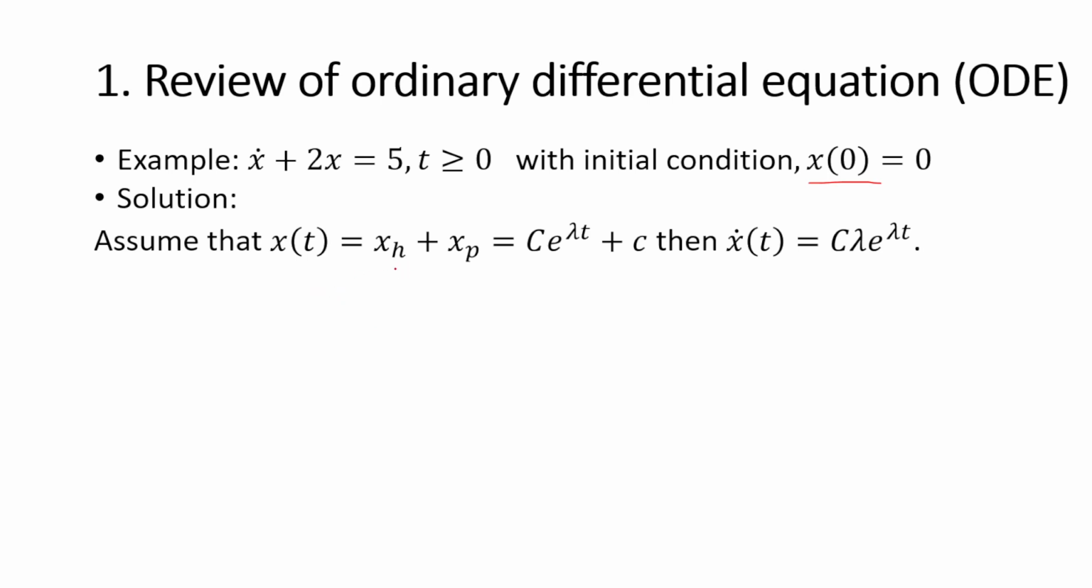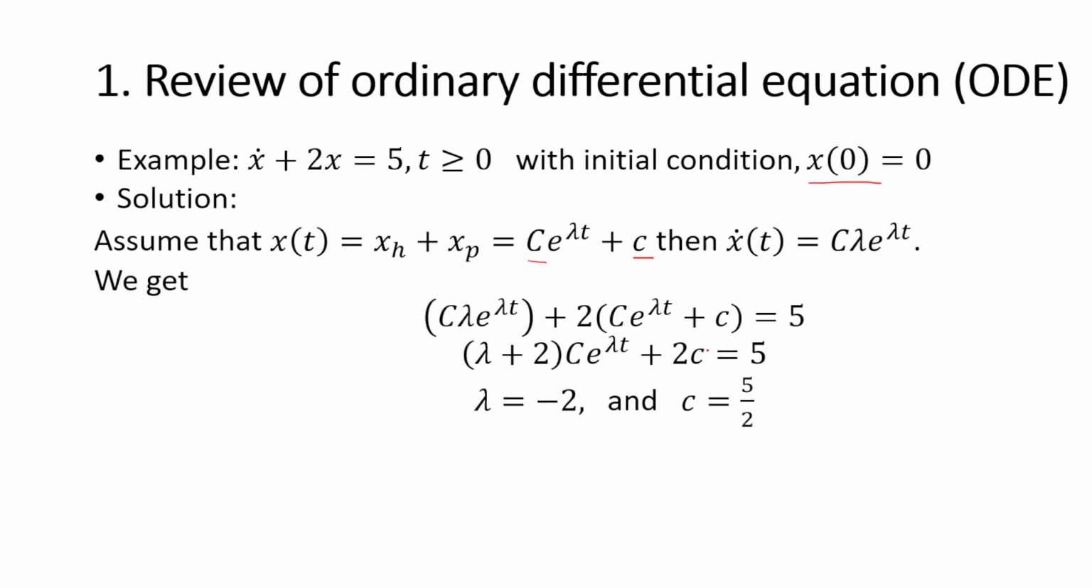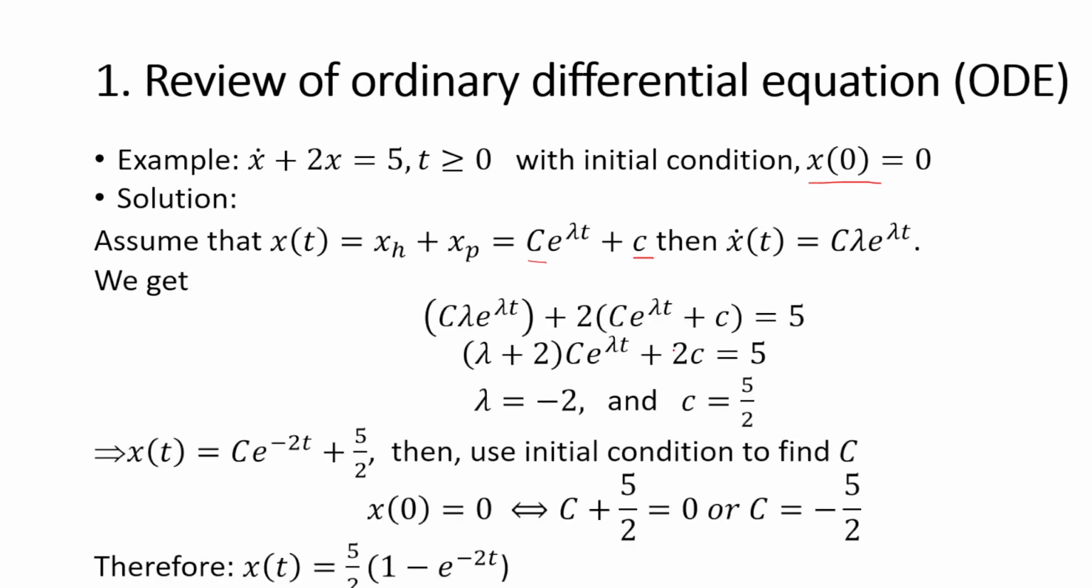First, the solution is a combination of the homogeneous solution and the particular solution. Once you have a solution like this, you can find the constant C and the particular solution by substituting this equation into the initial condition. Okay, so in here you can find lambda equal to -2 and C is 5/2. So the final solution is this.